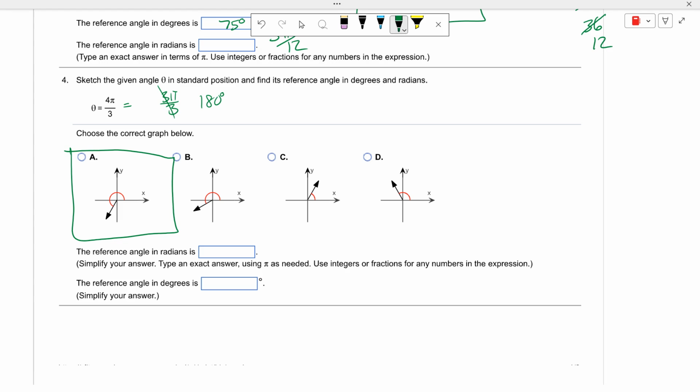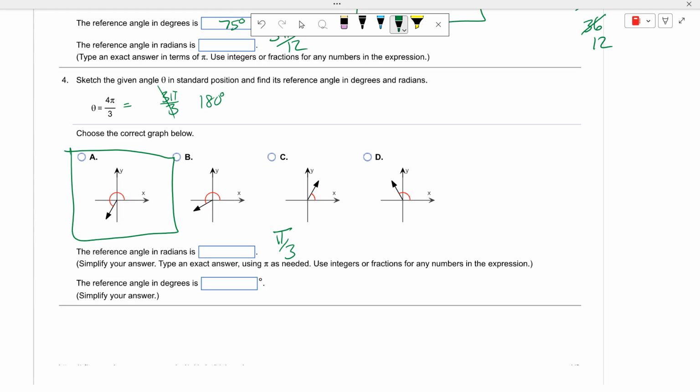So, how far is 4 pi over 3 away from here? Well, we just said 180 degrees is 3 pi over 3. Okay? So this is 3 pi over 3 right here. This is 4 pi over 3. How far apart is 4 pi over 3 away from 3 pi over 3? What's 4 pi over 3 minus 3 pi over 3? Pi over 3. Now, what is pi over 3 in degrees?